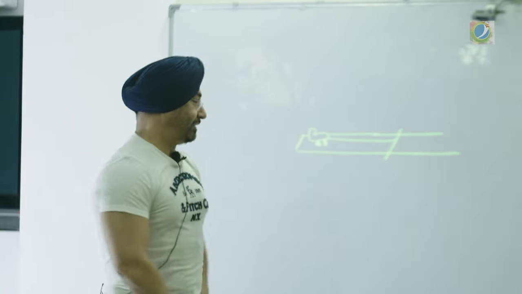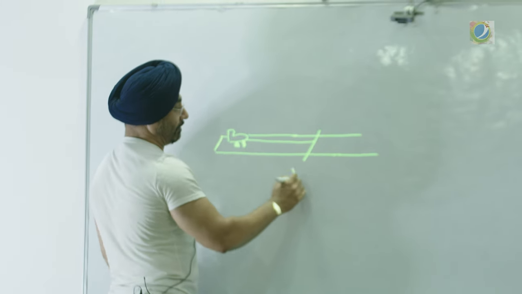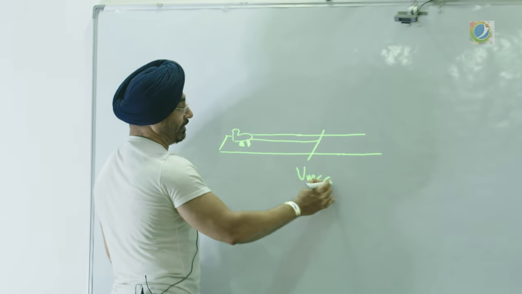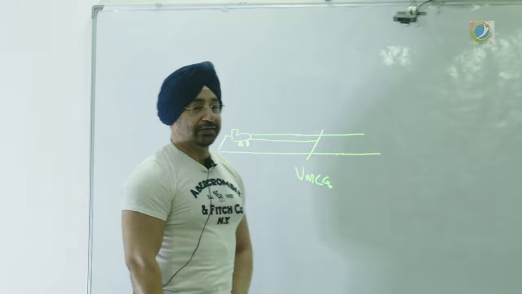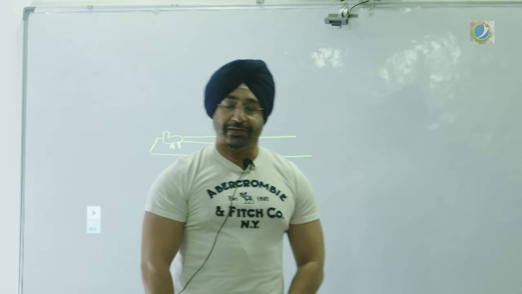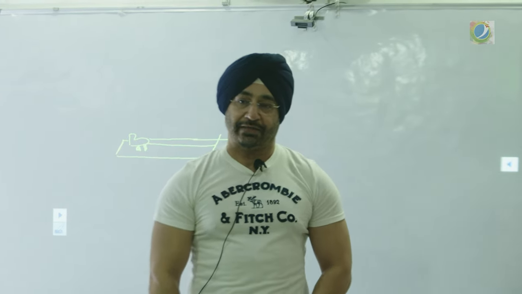The first speed is minimum controllable speed on ground. Now what is minimum controllable? Remember, all this calculation is for multi-engine aircraft, correct?